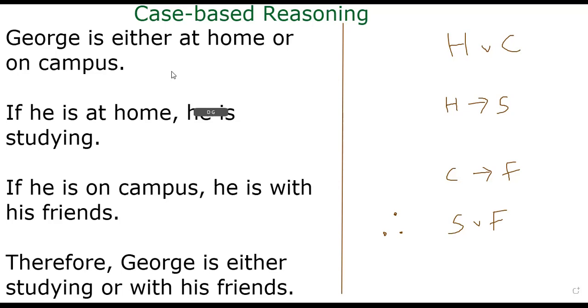We can encode this in symbols and prove the correctness. I use the symbol H to denote George is at home and C to denote he is on campus. If he is at home, he is studying, right? That means H implies S. S stands for he's studying. F stands for with friends. So the conclusion is S or F.